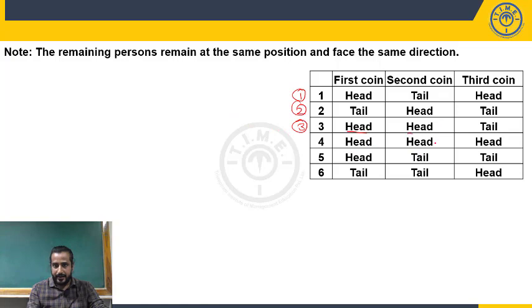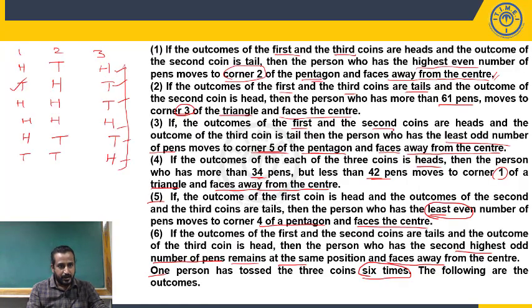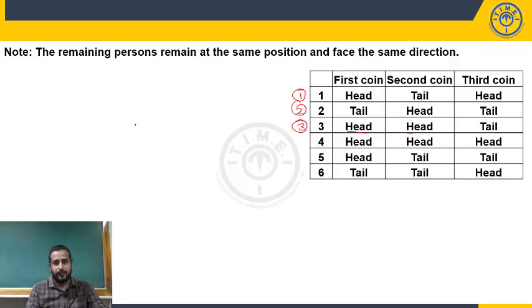Next, head, head, head. Outcome is 3 heads. But which instruction? Head, head, head. We have it in the fourth only. So, fourth instruction is to be followed. So, here they are giving it in the order. Don't expect that in the exam also they will give it in the order. They may change the order. Sometimes this may be instruction 3, this may be instruction 1. Okay. But here it is following the order.